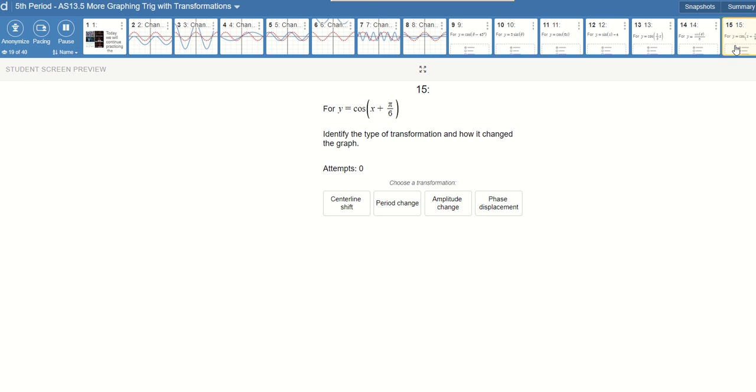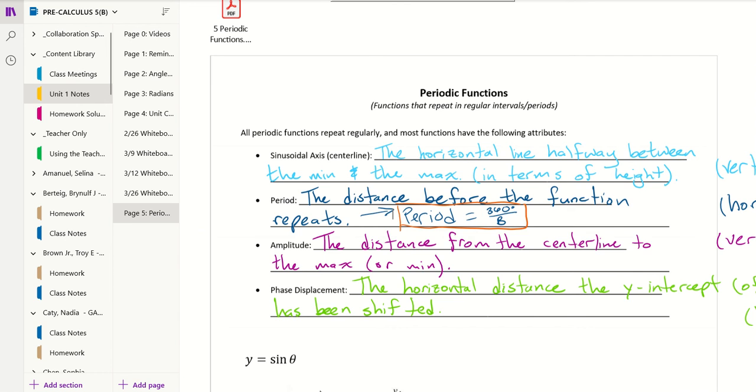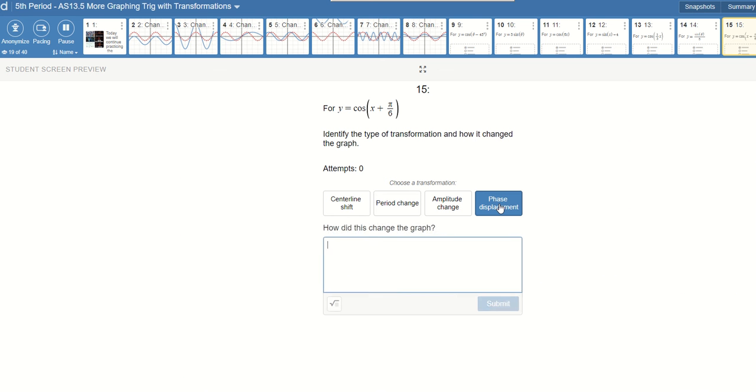And then our last one, this one is adding inside the parentheses. And so inside the parentheses is horizontal, that's x. Adding or subtracting, that's a shift. So we have an x shift, a horizontal shift. Horizontal shift is right here. It's the green one, phase displacement. So phase displacement, how did this change the graph? Remember, opposite of expectation, it's not going to move it right pi over 6, it's going to move it left pi over 6. And that's all you need for this assignment.